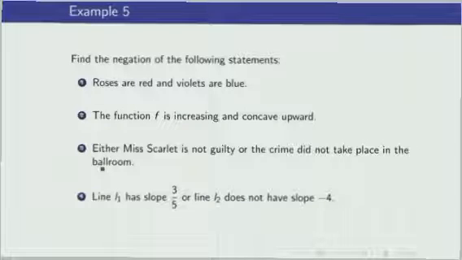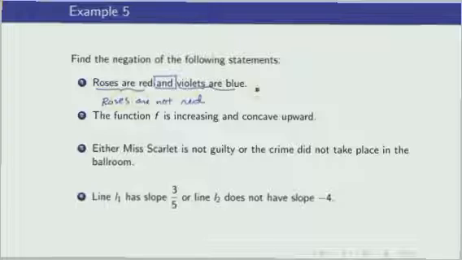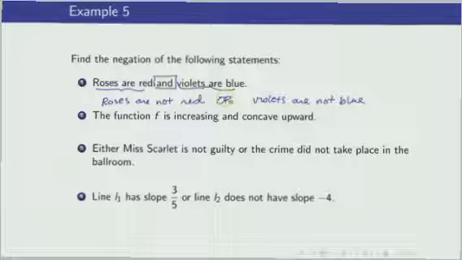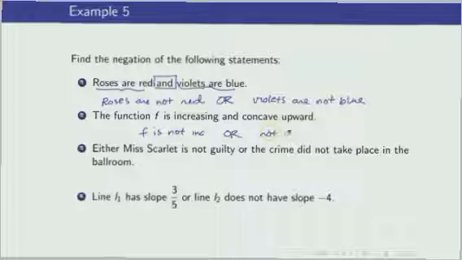Let us find the negation of the following statements. Roses are red and violets are blue. These are connected by the word and. I will no longer write them as P and Q. I just want you to negate them automatically as long as you can see the form. These are your components. So therefore, negate this. Roses are not red. Negation of violets are blue. Violets are not blue. And then change and to or. Next, the function f is increasing and concave upward. So when you negate, and becomes or, and then negate the two components. F is not increasing or not concave upward.